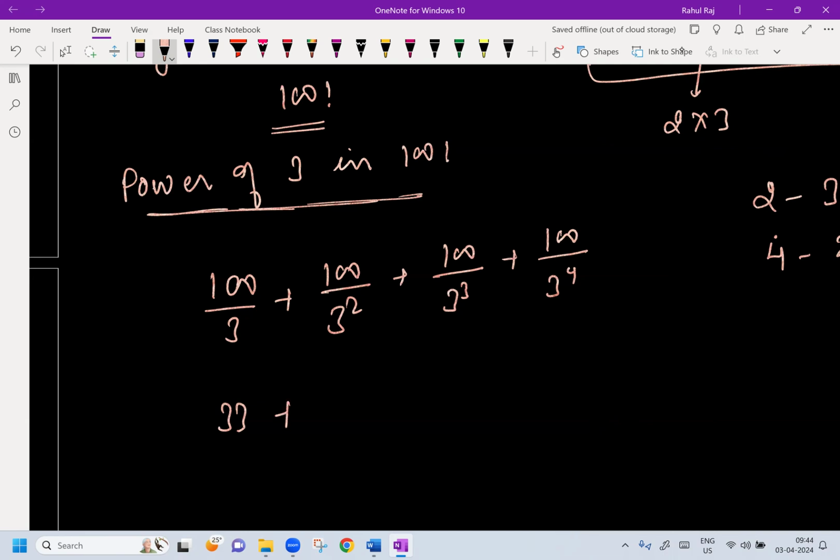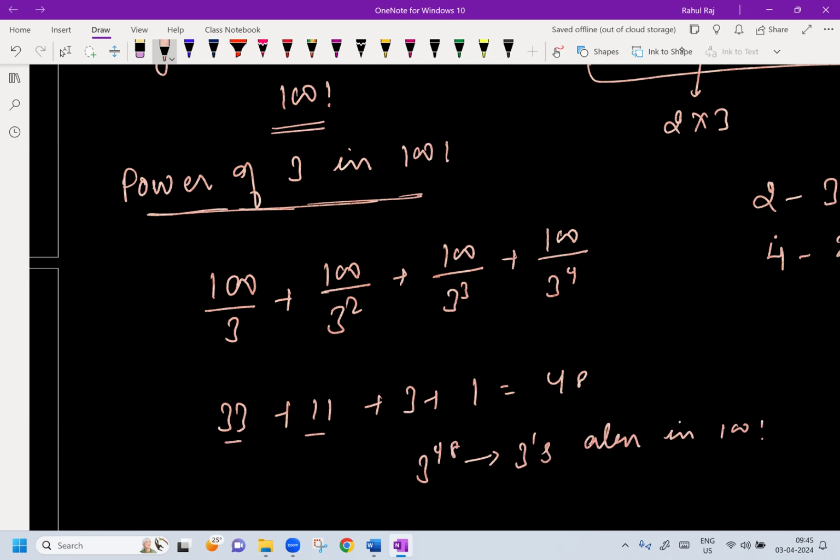Now it is 9. 9 tens are 90. 9 elevens are 99. 9 twelves cross 100. So we'll stop at 11. And 27 into 3 is less than 100. 27 into 4 will be greater than 100. Why? Because 25 into 4 is 100. So we stop at 3 here. And this is 81, 81 ones. So this is 33, 11, 3, 1, which is 48. Imagine there are 3 to the power 48 threes alone in 100 factorial.